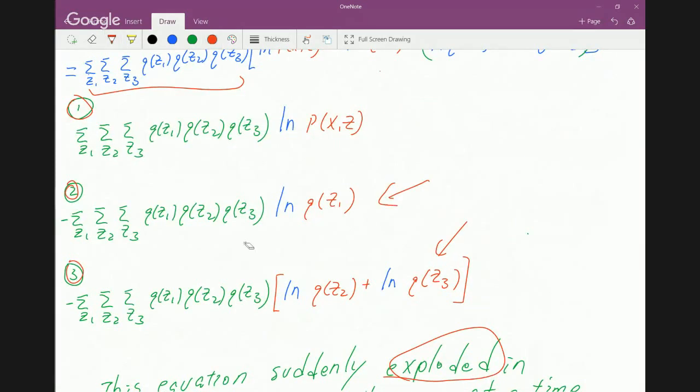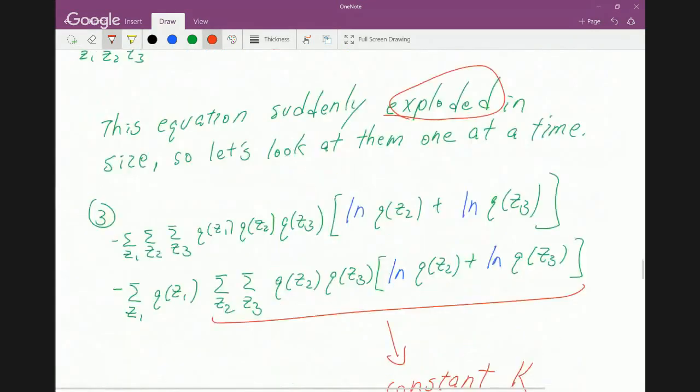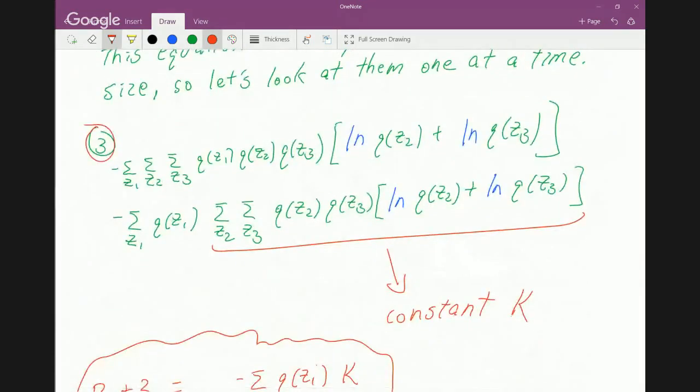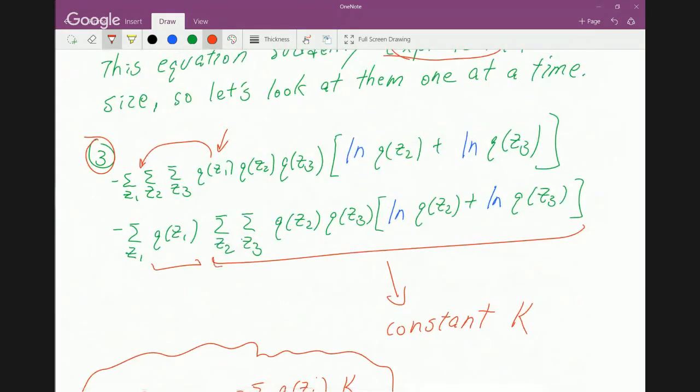Let's look at them one at a time, and we'll start with 3. That's the one we just did. So here's the equation for 3, right here. If we want to separate out Q(Z1), we can just move it out here. Notice how I move Q(Z1) here. And the rest of the formula here doesn't have any Q(Z1). Look at each one of these. Since none of them are Q(Z1), what that means is this right here is known, and therefore it's just some constant.